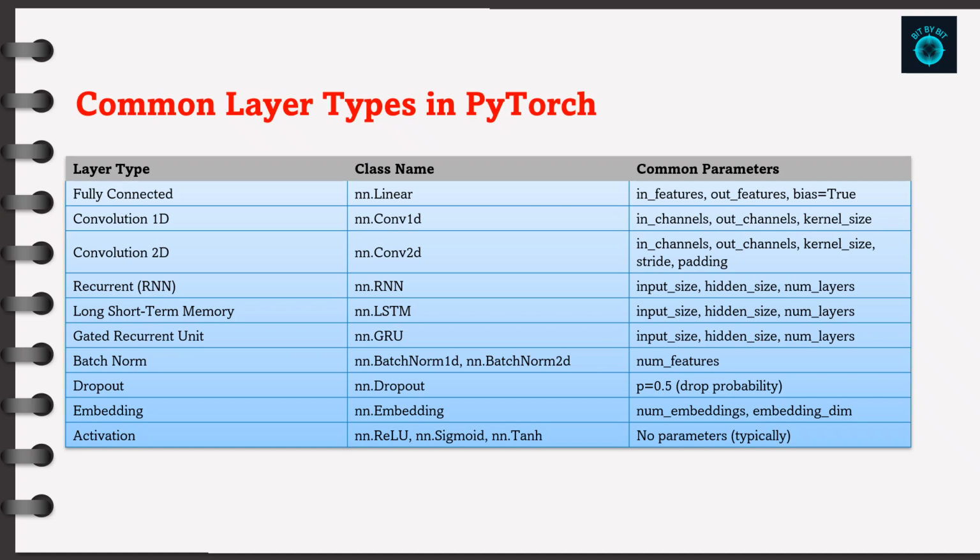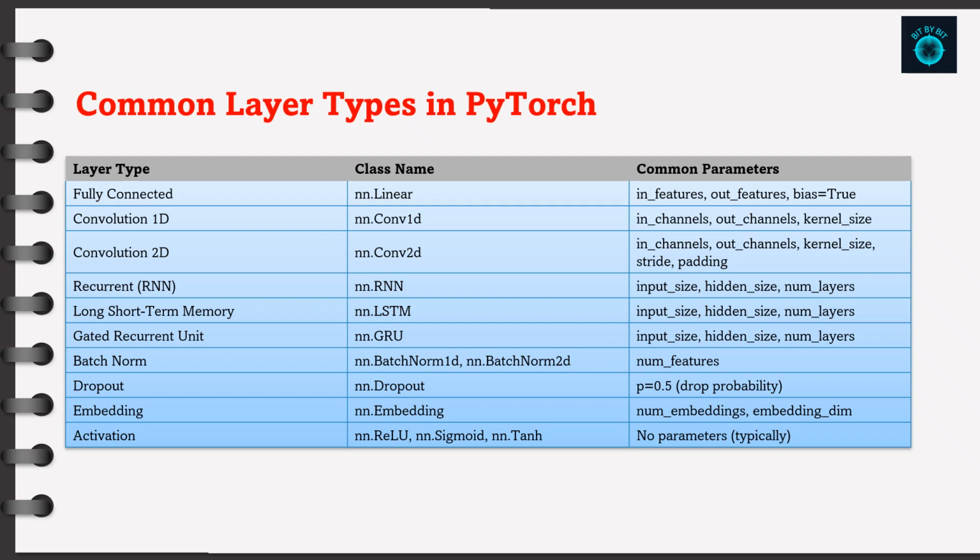For embedding categorical inputs, nn.Embedding is used. It maps each index to a learnable vector of fixed dimension. And for activation functions, PyTorch provides nn.ReLU, nn.Sigmoid, and nn.Tanh. These layers usually don't require any arguments. This table gives you a quick reference to most layers you'll use when building networks in PyTorch.